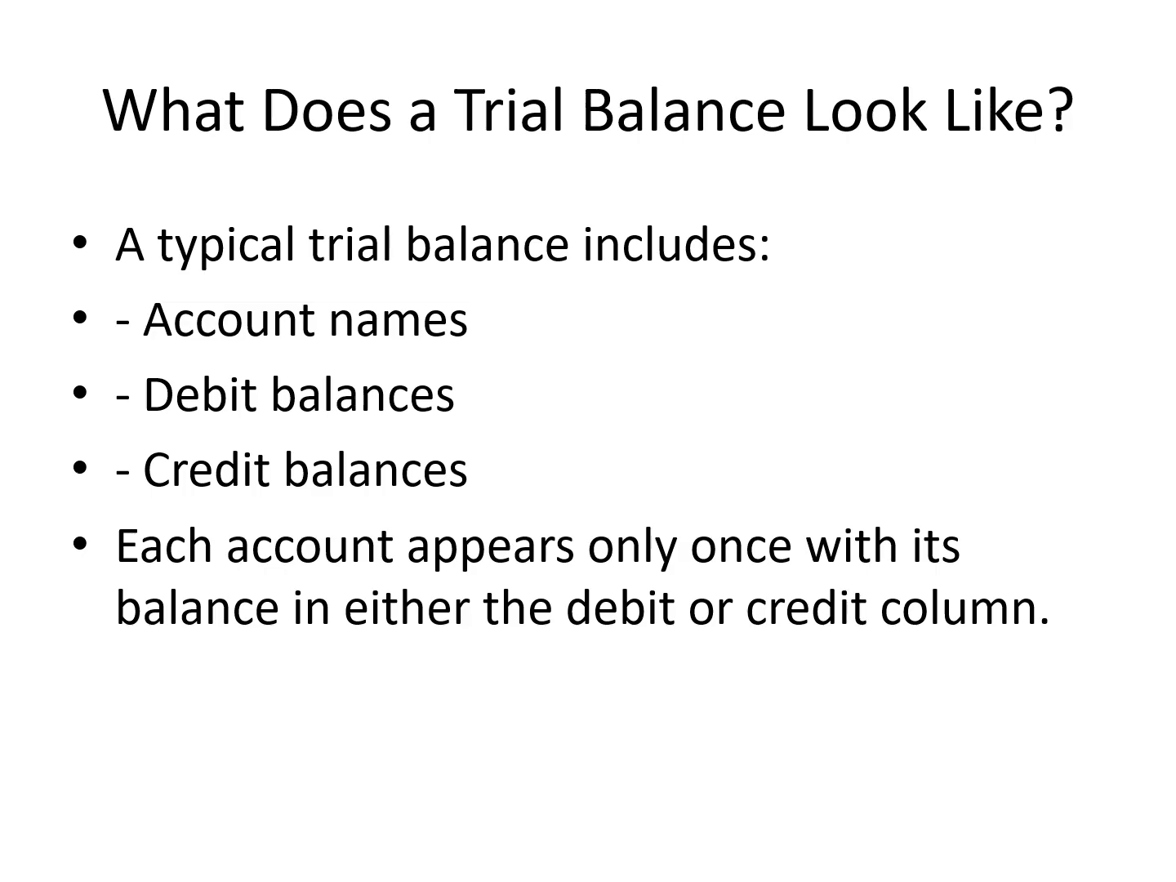So for a typical trial balance, you have a column for the account names, a debit column, and a credit column. Each account shows up only once, and its balance will either fall into debit or credit, but not both. At the bottom, both columns should have the same amount.